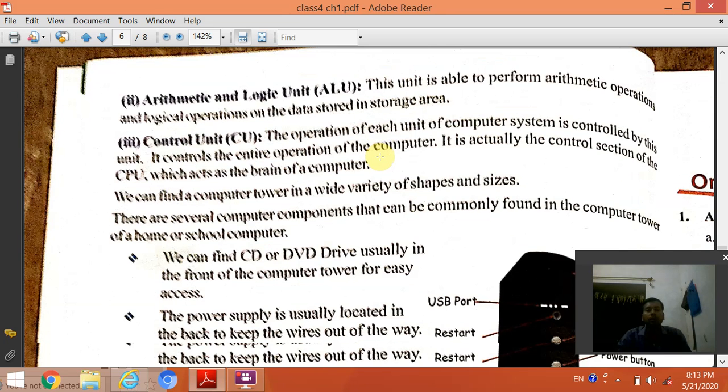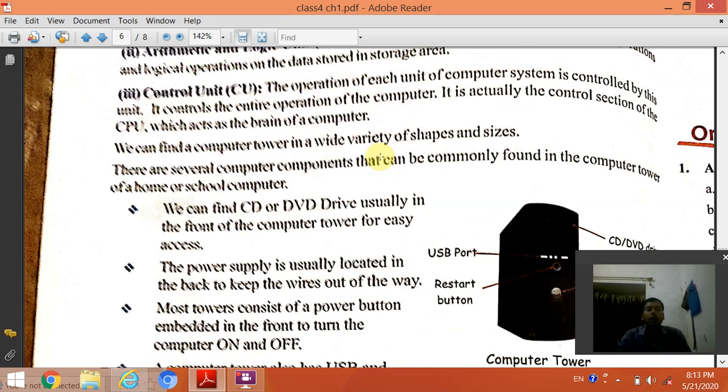Next unit is the control unit, CU. The operation of each unit of the computer system is controlled by this unit. It controls the entire operation of the computer. It is actually the control section of the CPU, which acts as the brain of a computer.